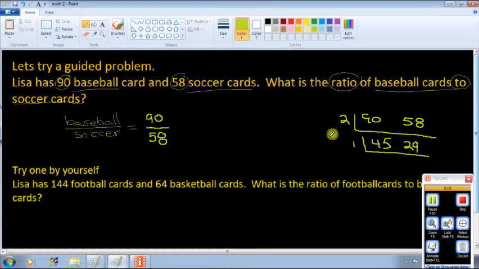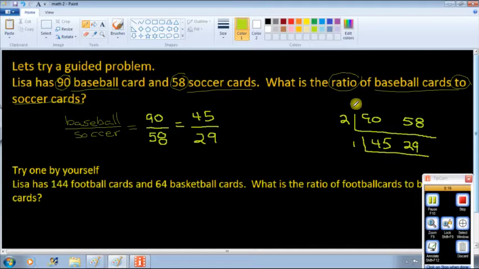I'm going to take it back out just the way I put it in. So 45 was first, so 45 on the top, and 29 is on the bottom.